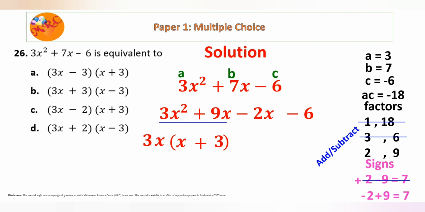The next thing we're going to do is go to the next two terms. So we are finished with these two terms. Now we're going to move to the next two terms. So it's negative 2x minus 6.